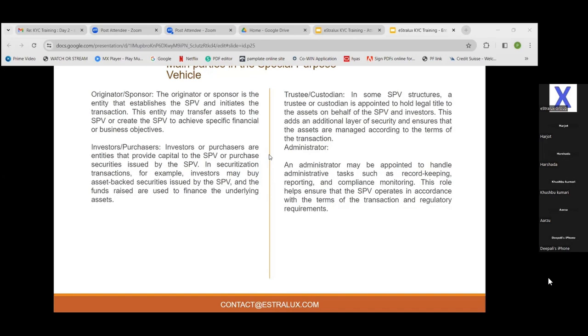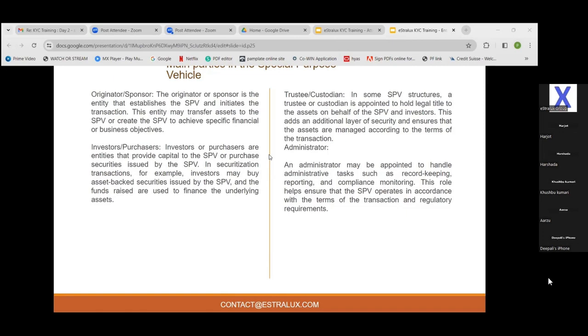So you need to know the investors and the purchasers. They are entities that provide capital to the SPV. Of course, ABC created XYZ, but who has put in the money for the company to be formed? There would have been someone who put in money. So they are basically investors or purchasers, the entities who provide capital to the company. Those are the parties you need to know.